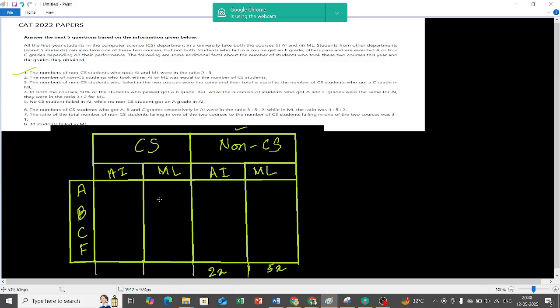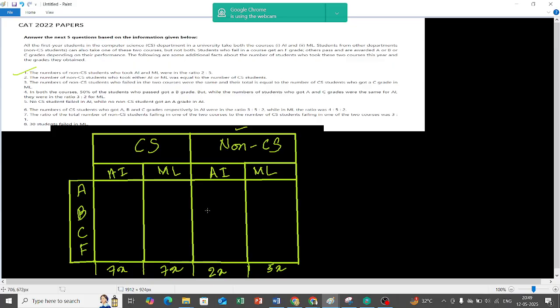The number of non-CS students who took either AI or ML was equal to the number of CS students. What does that mean? The total number of non-CS students who took AI and ML is 7x, because if we add them, it becomes 7x. This was equal to the number of CS students. So that means 7x, 7x.